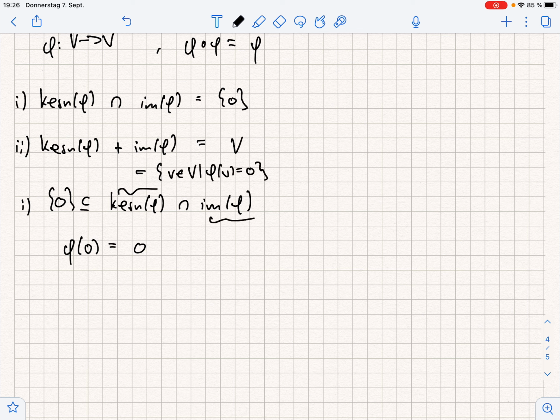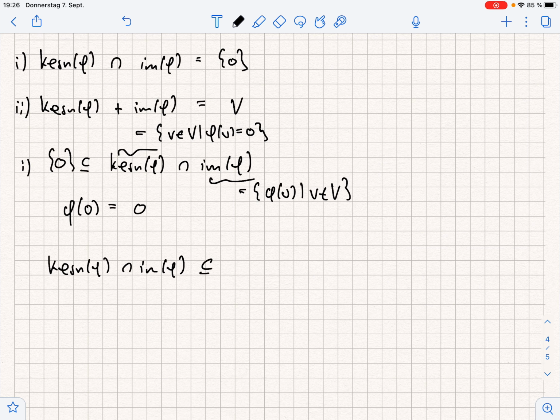And furthermore, obviously the null space is also in the image of phi, because we can plug in a vector such that we hit the 0 vector, right? Again, the image of phi is the set phi of v such that v is in vector space V. Okay, but now the other way around, what we also have to show is that the kernel of phi intersected with the image of phi is a subset of the null space.